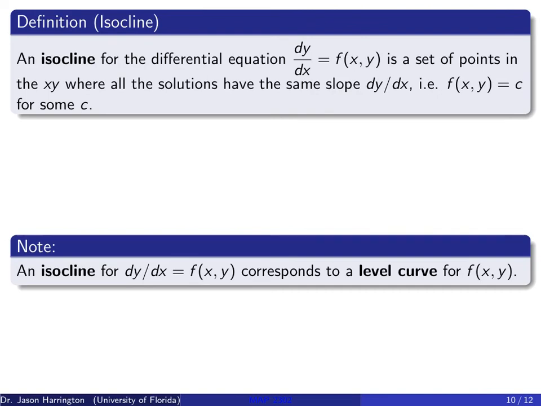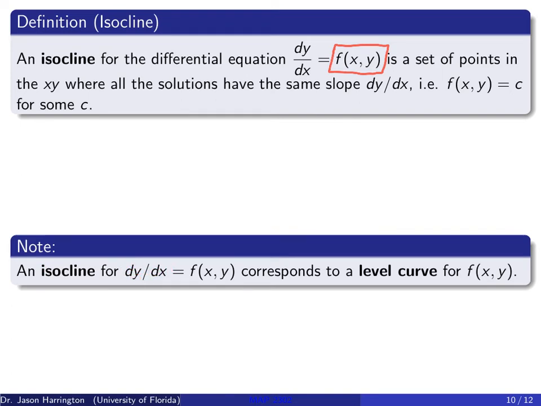All right, so our next definition is an isocline. An isocline for the differential equation dy over dx is equal to f of x comma y is the set of points in the xy plane where all the solutions have the same slope. In other words, if I say something has the same slope, that's just saying when is this constant. Now this is a neat note for those of you that may have had Calc 3. An isocline basically says when is the derivative constant. So in other words, when is the dy over dx constant.